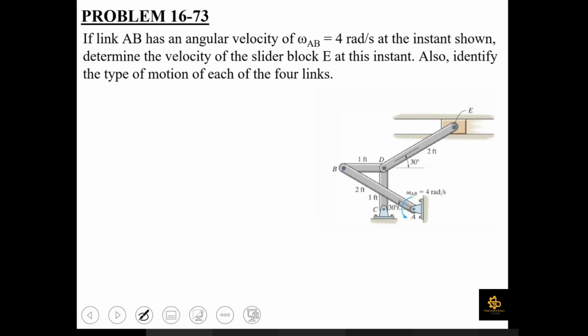Since link AB is grounded at point A, it would be undergoing pure rotational motion about point A. Similarly, link CD is grounded at point C, so it would have pure rotational motion about point C. So these two links are in pure rotational motion. The other two links, BD and DE, are undergoing general plane motion at the instant shown.